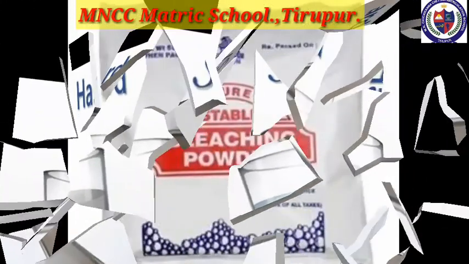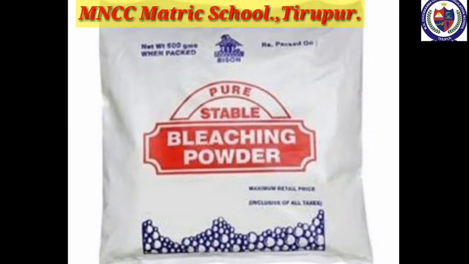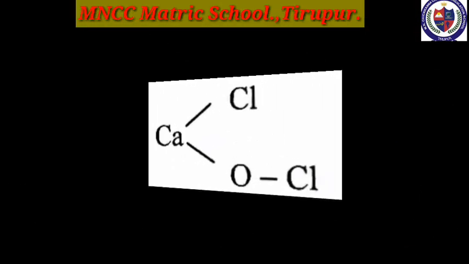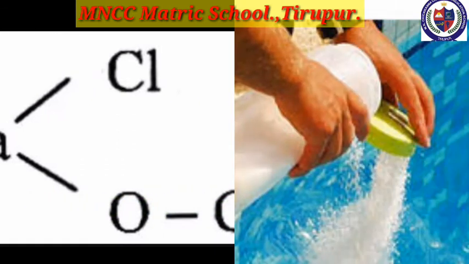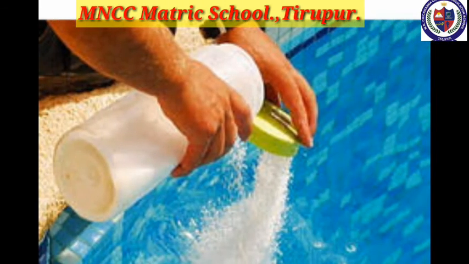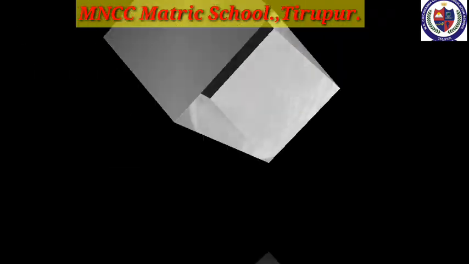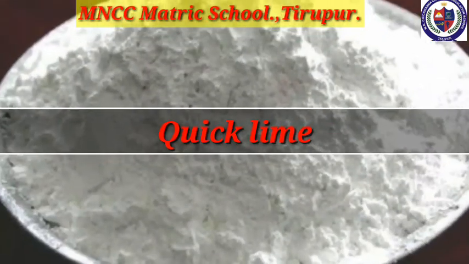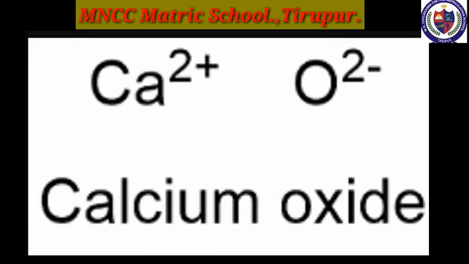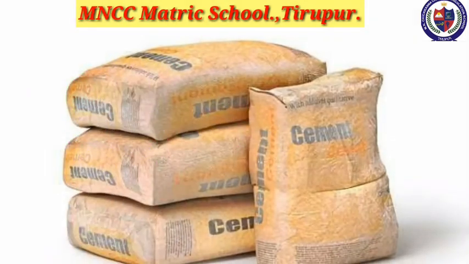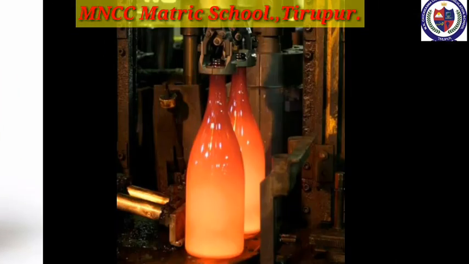Number 6, bleaching powder. Chemical name calcium oxychloride. Constituents calcium, oxygen and chlorine. It is used as bleaching agent, disinfectant and sterilization of drinking water. Number 7, quicklime. Chemical name calcium oxide. Constituents calcium and oxygen. It is used in the manufacturing of cement and glass.